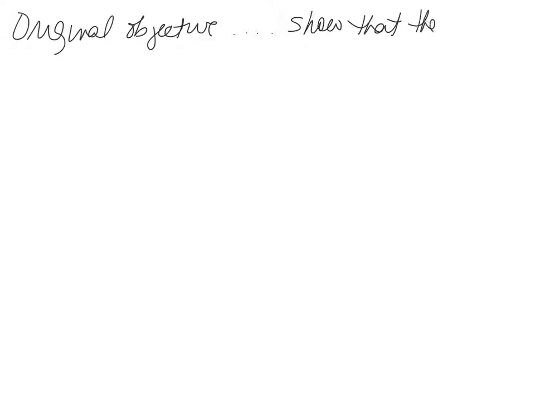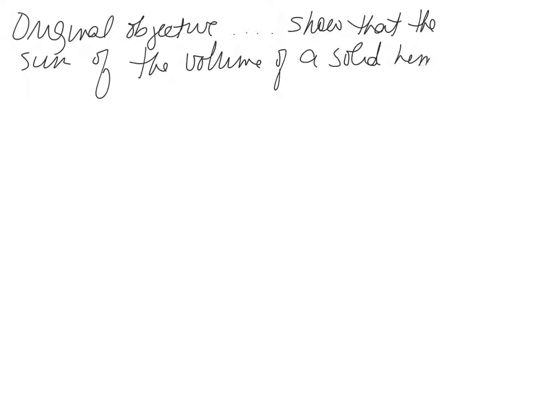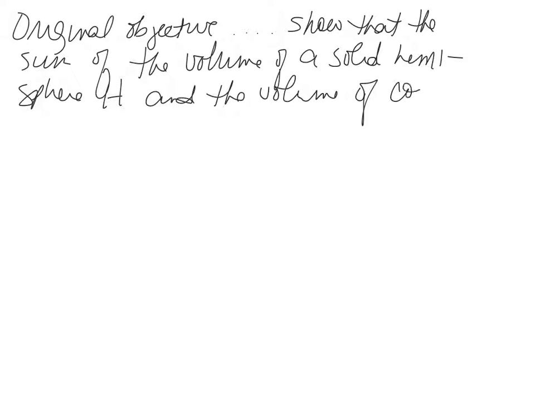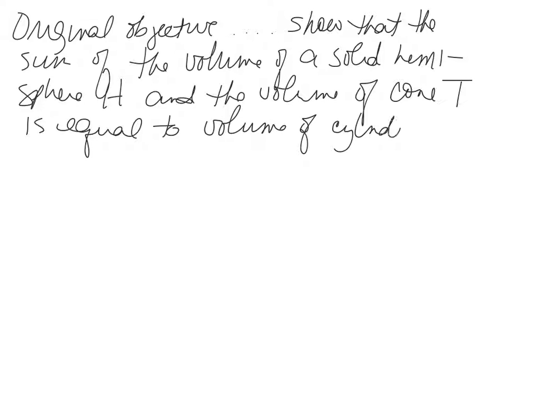All right, let's summarize with what is really important. Like, why did we do this? This was a lot of work. What did we do it for? Our original objective was to show that the sum of the volume of a solid hemisphere H and the volume of cone T is equal to the volume of cylinder S. Okay, that was our original objective.